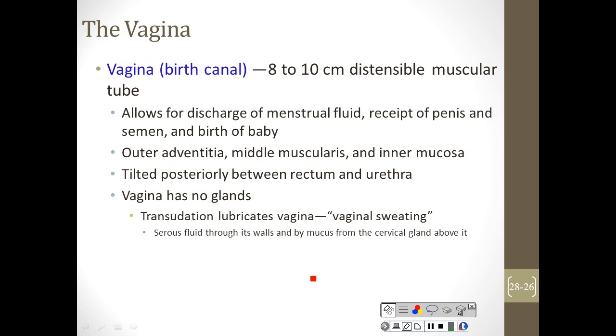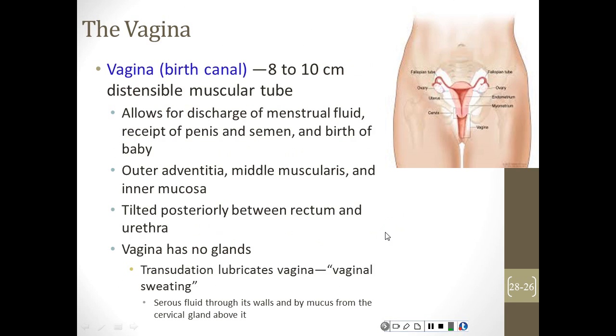This is basically the birth canal, and it's approximately 8 to 10 centimeters long, that allows for the discharge of menstrual fluids, to receive the penis and the semen, and of course the birth of a baby. Now the vaginal wall is very thin but very distensible, consisting of an outer layer, a middle layer and an inner layer. The vagina tilts posteriorly, so it tilts backward toward the urethra and the rectum. And the urethra is behind its anterior wall.